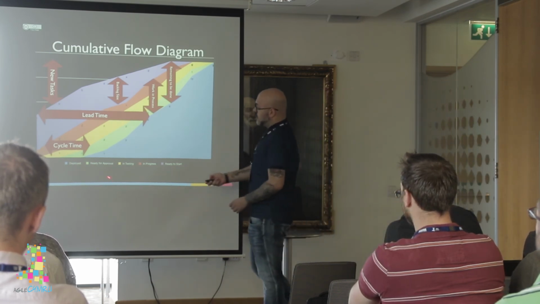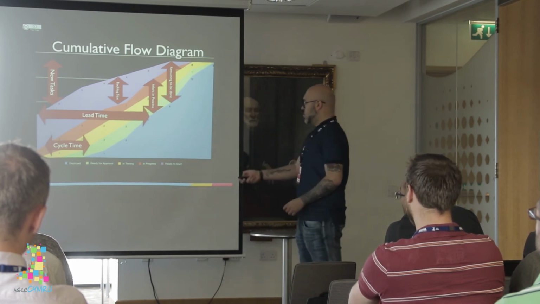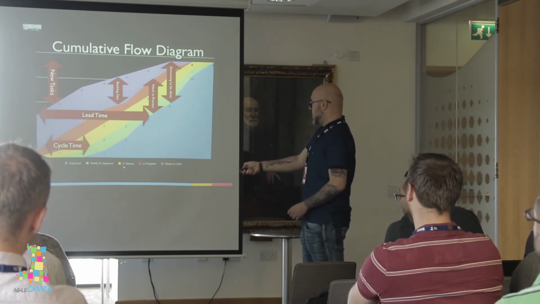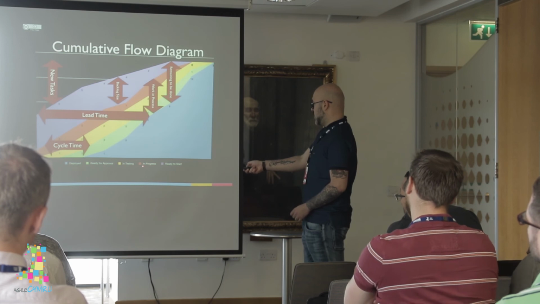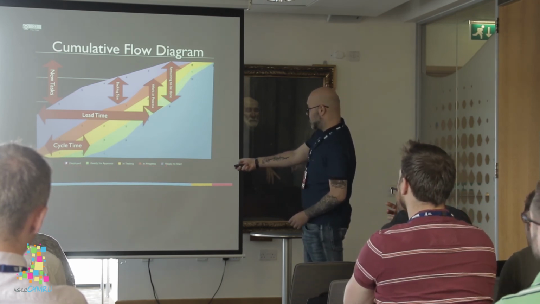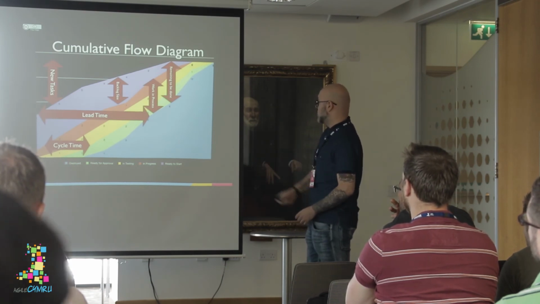So basically, each color represents a phase of your development. The purple one is deployed, and the green one is ready for approval. The yellow one is in testing, the red one is in progress, and no, sorry, the first one was this one. The blue one is deployed, and the purple one is ready to start.